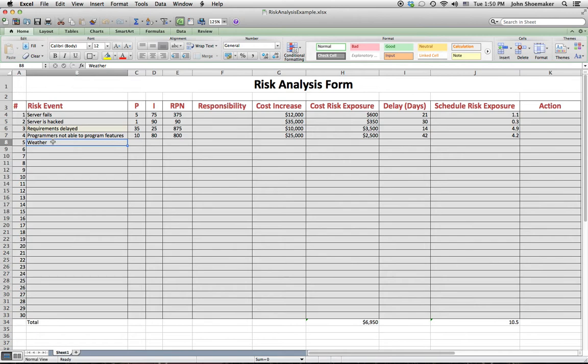Okay, what I would suggest that we do at this point, I think earlier I had suggested we sort on the RPN number, and that will give us our biggest risk, which is requirements delayed at 875, followed by programmers not able to program features. These are the largest risks because, first of all, this one is particularly likely to happen. Although server is hacked has a very, very high impact, its probability is very, very low, so it has a low RPN.